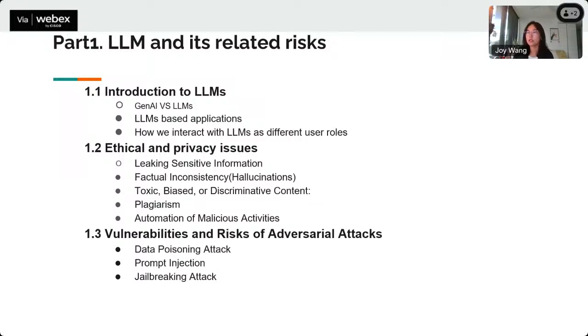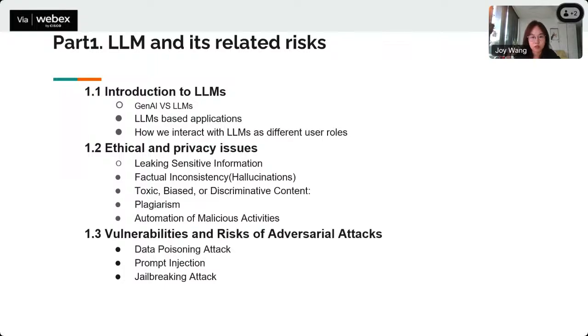Okay, now let's dive into part 1, large language models and their related risks. I will introduce it in 3 parts. The first part is an introduction to large language models. Then we will cover some ethical and privacy issues. After that, I will introduce the vulnerabilities and the risks of adversarial attacks related to large language models.